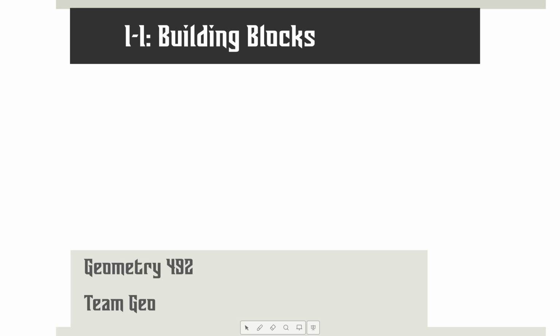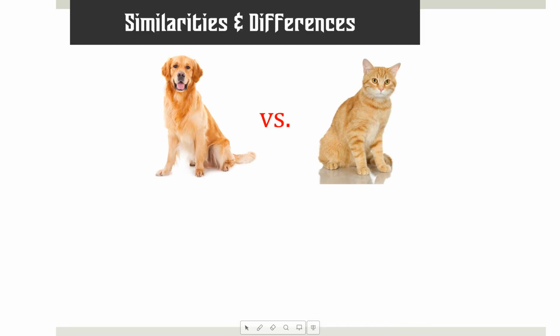Okay, so with geometry, we're going to need some building blocks. We'll get to those eventually, but first, I would like to know, why my clicker's not working? There we go. What are the similarities and differences between those two things?